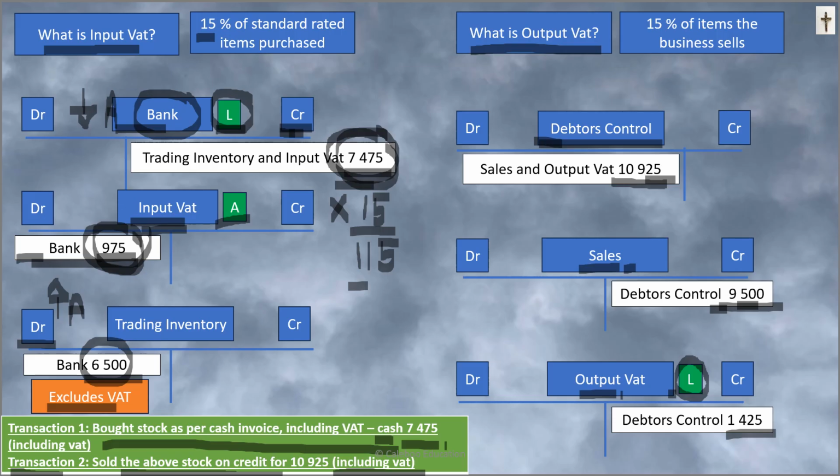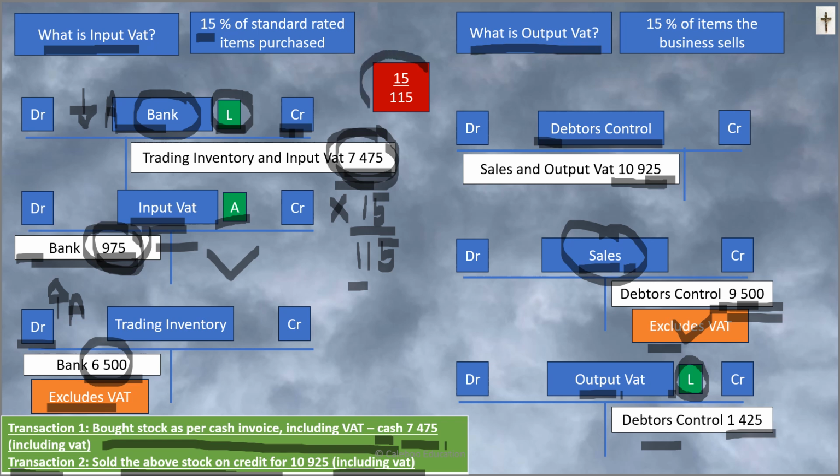So here we had the purchase of stock and the sale of the stock. We could claim input VAT, and we need to collect output VAT on behalf of SARS when we make the sale. This amount here, the sales amount, excludes VAT.